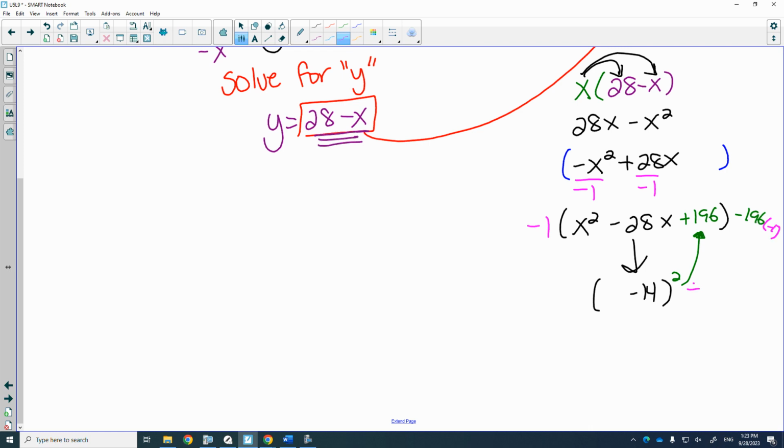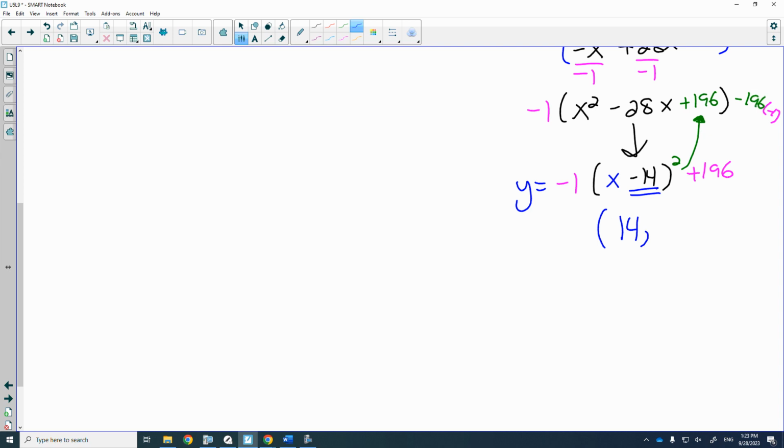Okay, this is going to give you plus 196. We're going to have a negative 1 here, and we're going to have an x here. The answer is going to be in the vertex. Well, part of your answer. That would be 14 and 196. This was our x value, and this 196 is the max product.